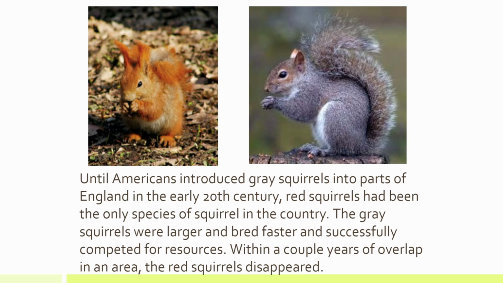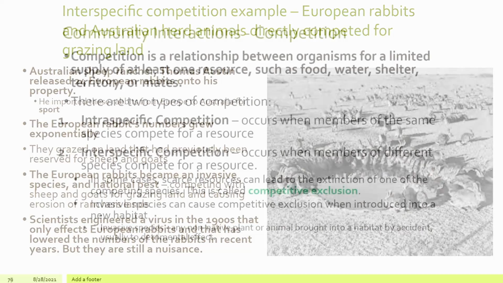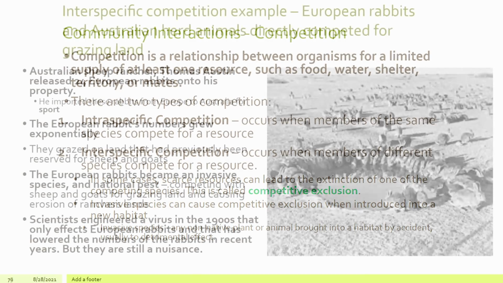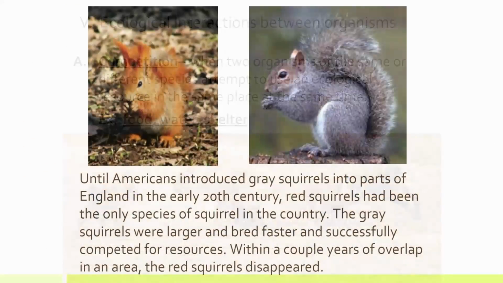Now, another example of competition is squirrels. Until Americans introduced the gray squirrel into parts of England in the early 20th century, red squirrels had been the primary type of squirrel you saw in England. The gray squirrels were larger, they bred faster, and they also more successfully competed for resources. So within a couple of years of the introduction of the gray squirrel in England, the red squirrel disappeared. So we essentially saw competitive exclusion for real this time, not almost competitive exclusion, with the introduction of the gray squirrel in England.